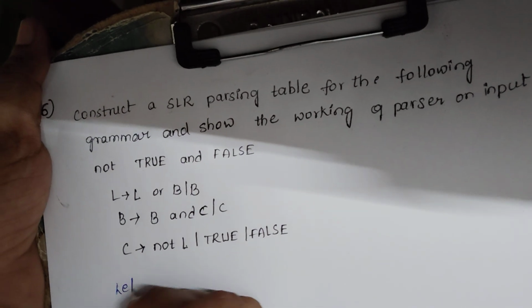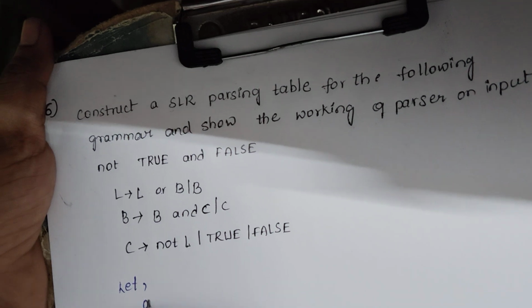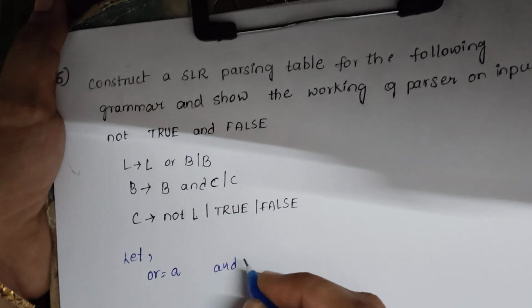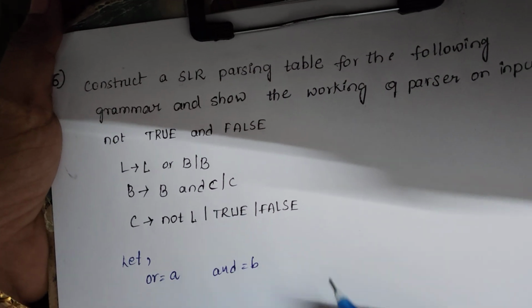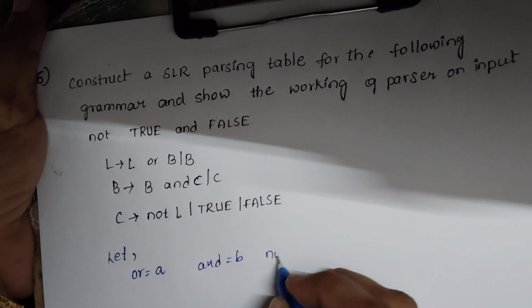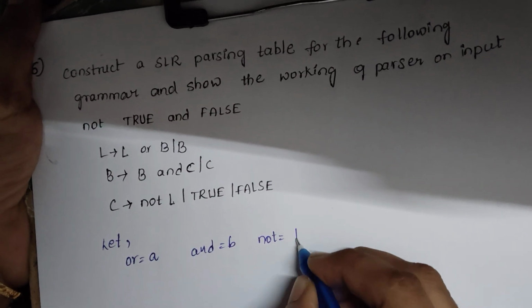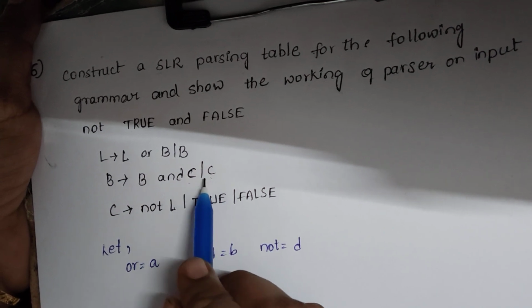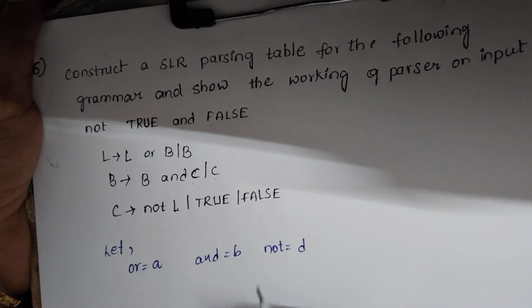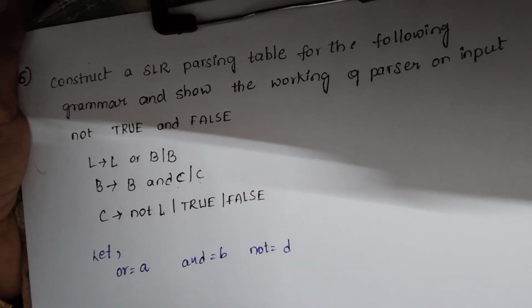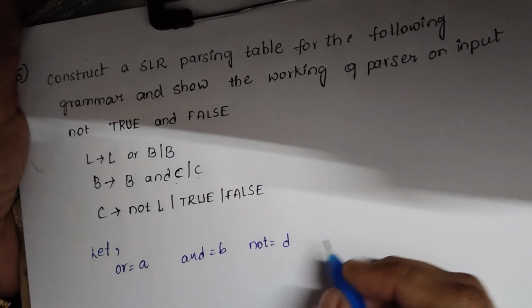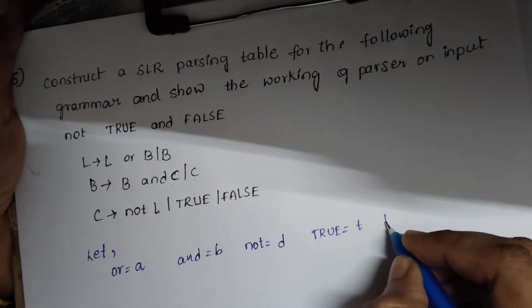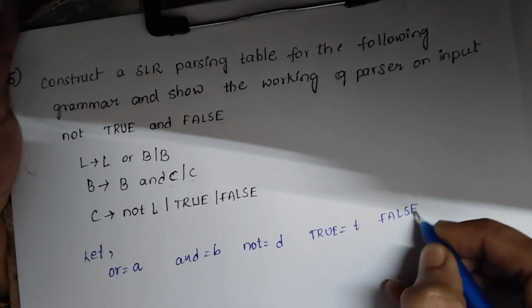So let us consider, let or be equal to a, and be equal to b, not be equal to some d. I'm not taking C because C is already there as a capital letter non-terminal, and if I take C here you might get confused. And for true, I will write T, and instead of false, I will write F.